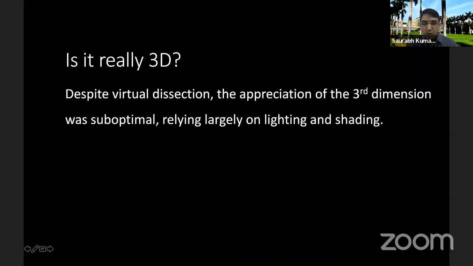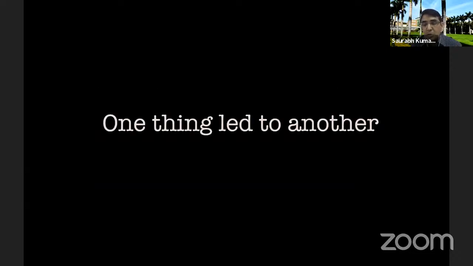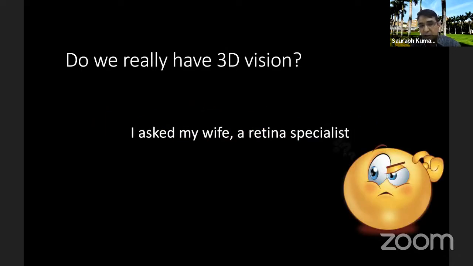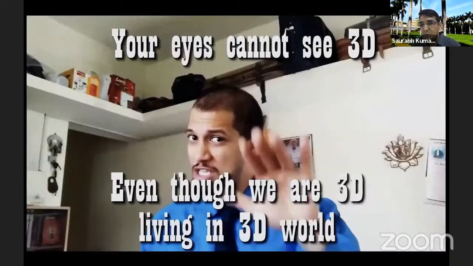So what I realized was that it is quite possible to do such kind of virtual dissection on almost any good quality CT scan. But the next question was, is it really 3D? Despite virtual dissection, the appreciation of the third dimension was suboptimal, relying largely on lighting and shading of the data set. So then one thing led to the other, and I started asking this question: do we really have 3D vision? I asked my wife, who is a retina specialist, and she told me, your eyes cannot see 3D.